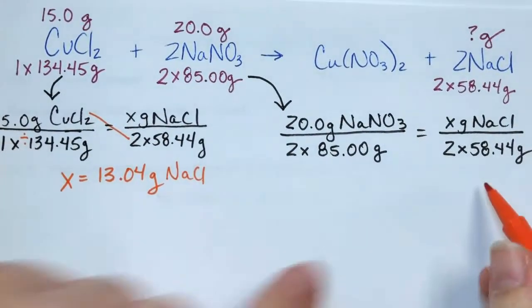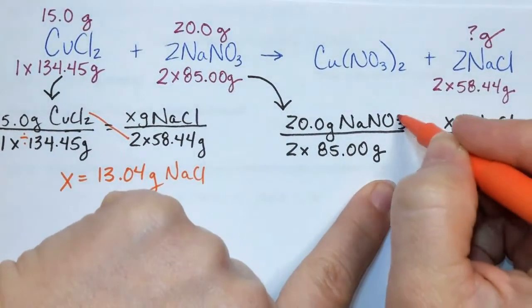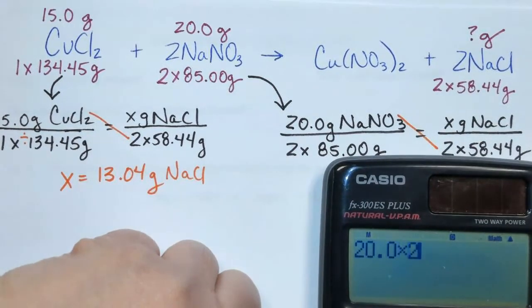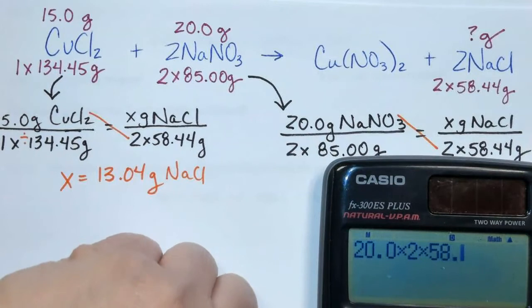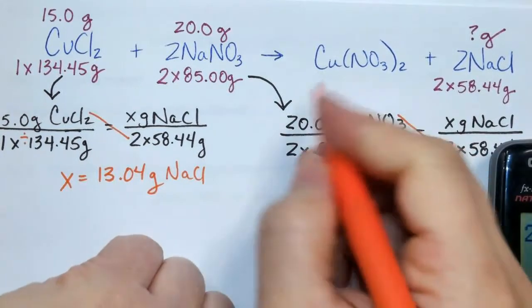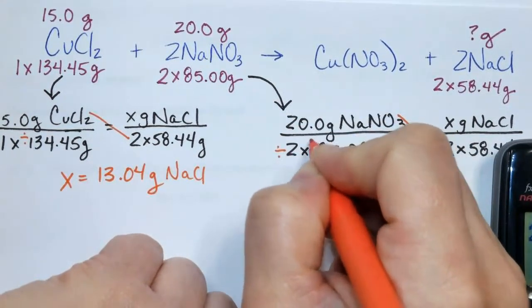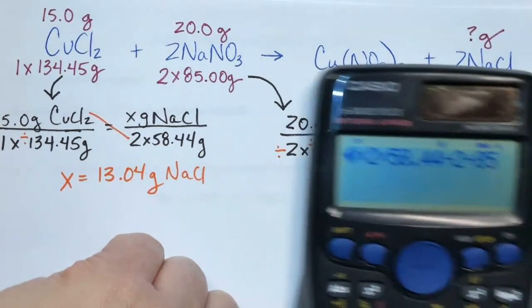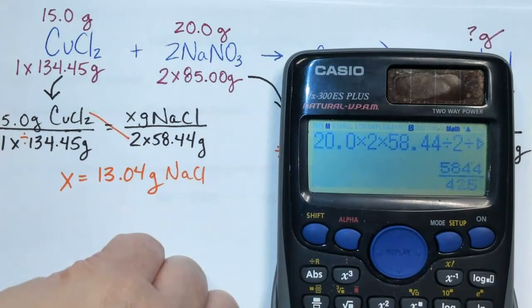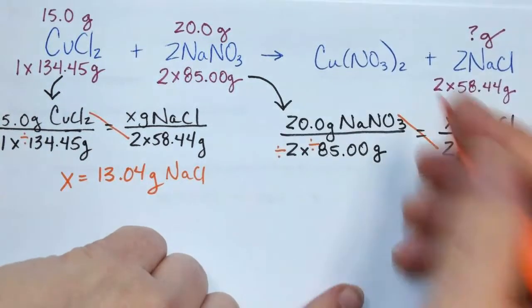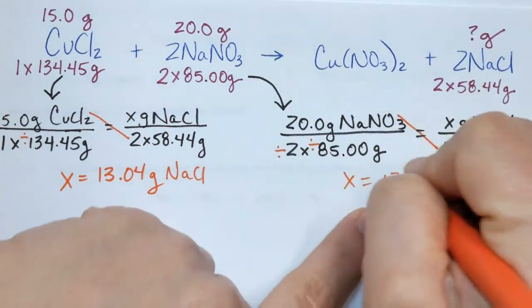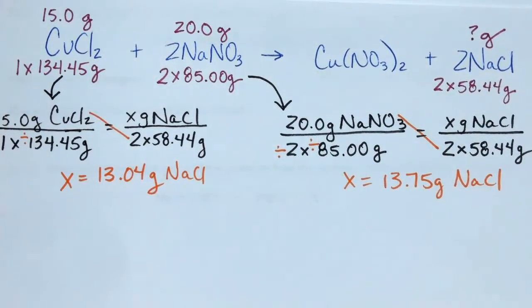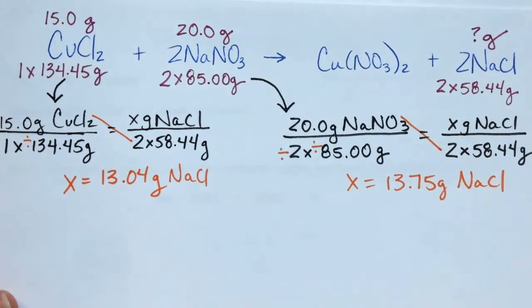Now I'm going to do the cross multiplication over here, starting my cross there, and that's going to be 20.0 times 2 times 58.44, and then it's going to be divided by 2 divided by 85. And that's going to equal 13.75 grams of NaCl. Now let's analyze our results of what we have.